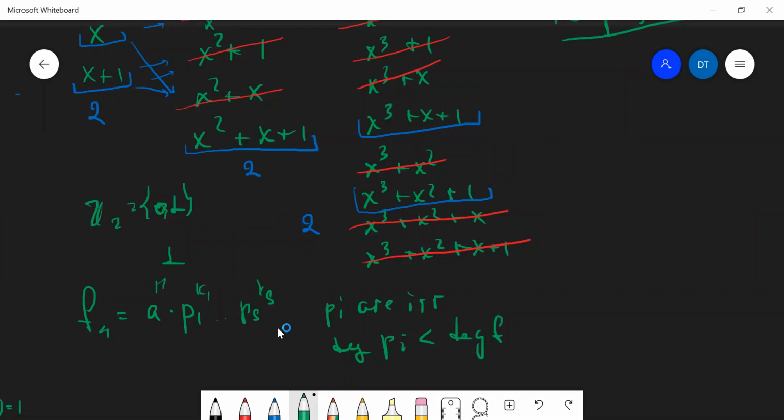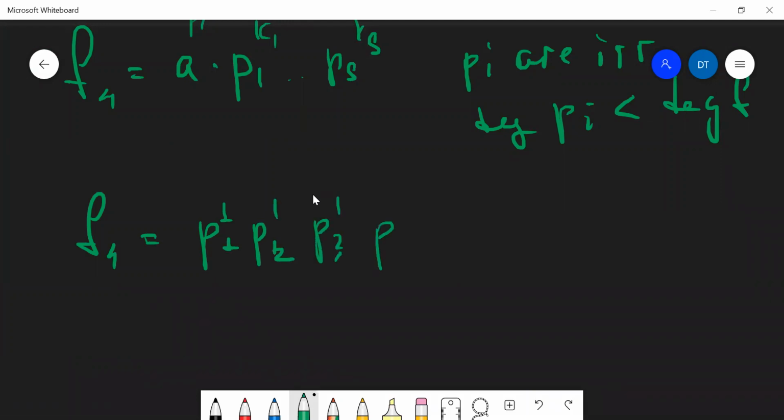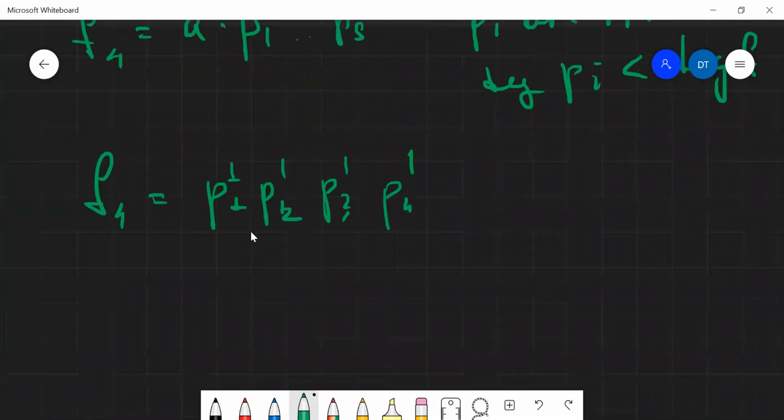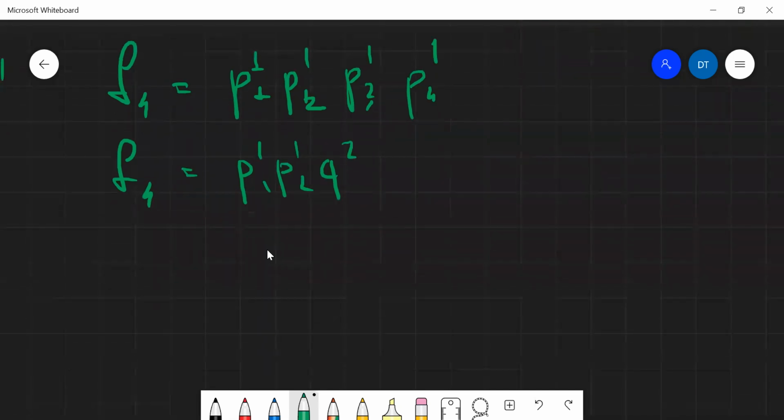Let me show you the options. Option number 1: f4 is a product of 4 polynomials of degree 1. I will write it like this. The polynomial 1 of degree 1, a polynomial 2 of degree 1, a polynomial 3 of degree 1, a polynomial 4 of degree 1. So we need to compute how many options we have here. The second option, when we have 2 polynomials of degree 1 and 1 polynomial of degree 2. The next option, we have 2 polynomials of degree 2.